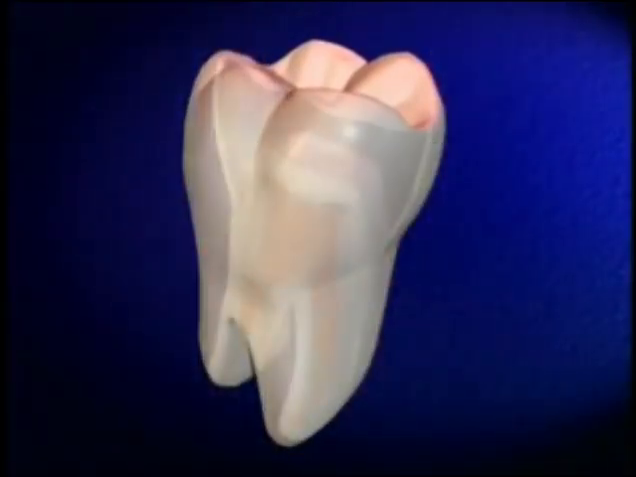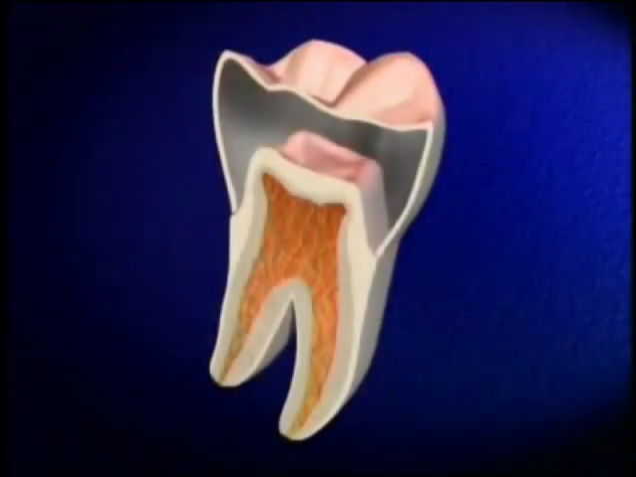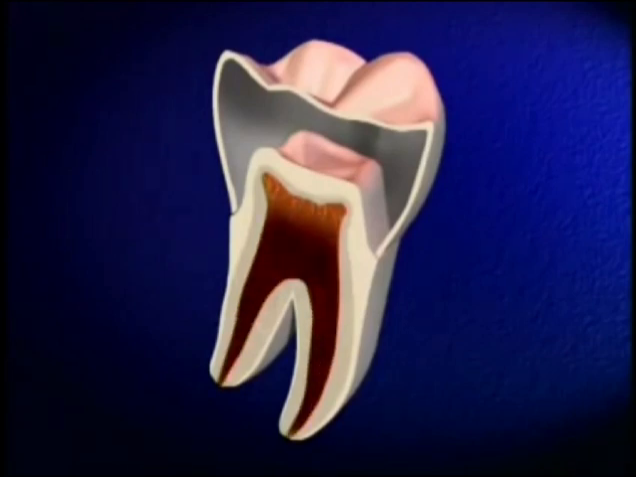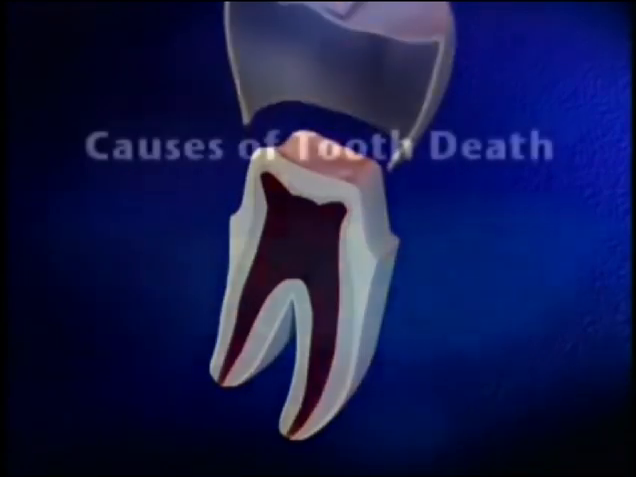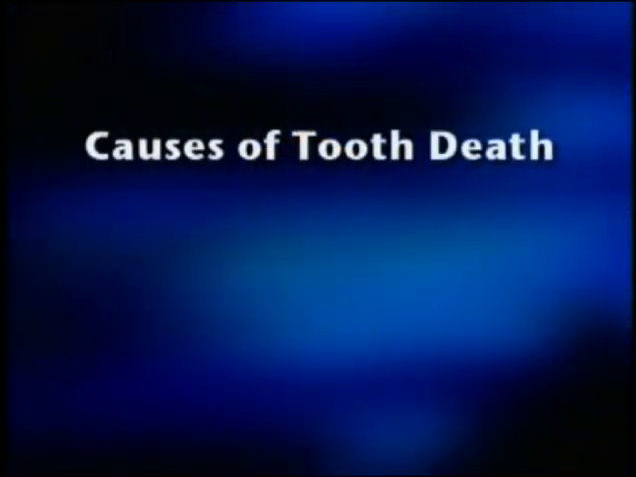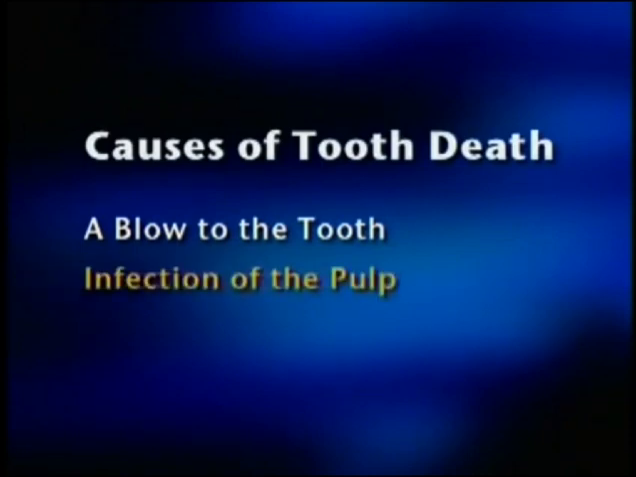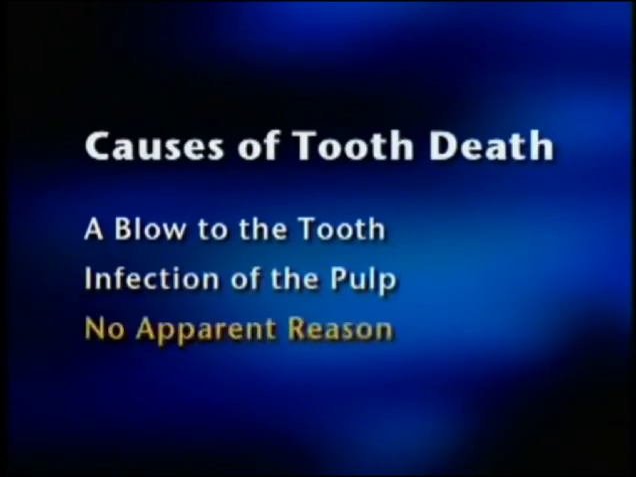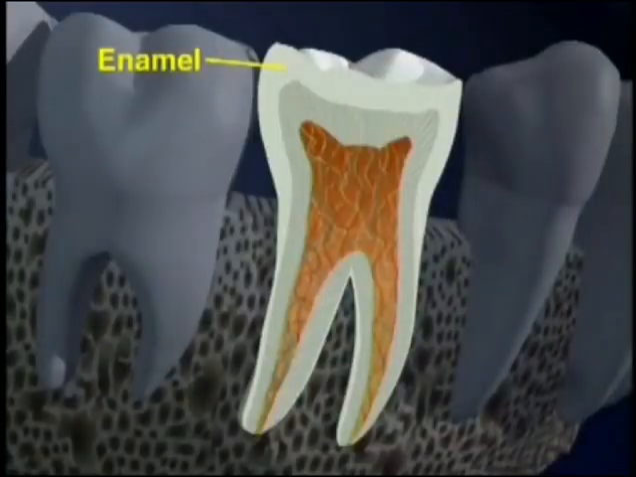restoration, including a crown or a filling, there's a possibility that the tooth pulp has been injured and will eventually die, resulting in the need for a root canal to save the tooth. Teeth die for various reasons: a blow to the tooth that causes pulp damage, germs infecting the tooth pulp, and sometimes, for no apparent reason at all.